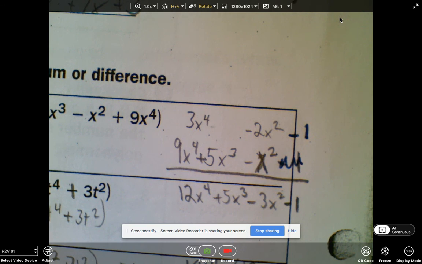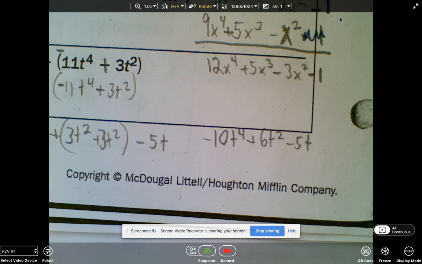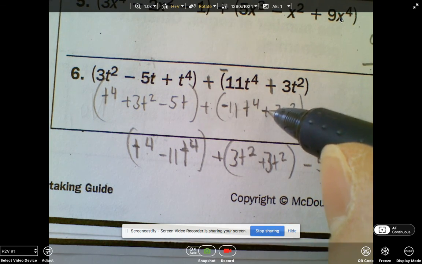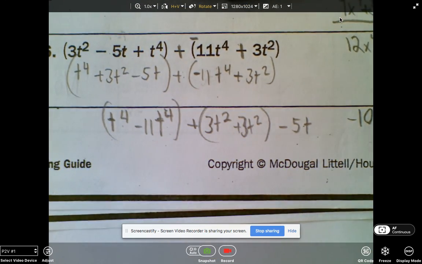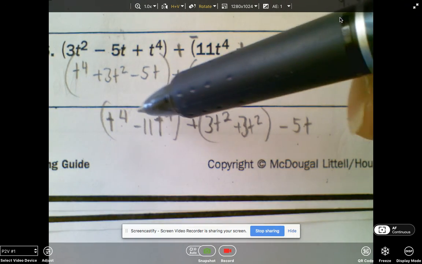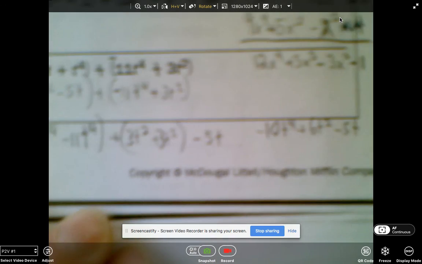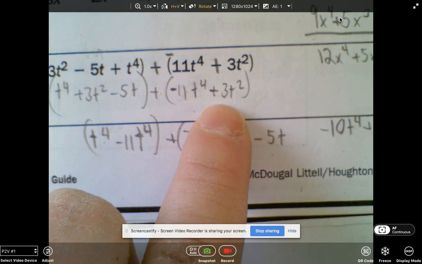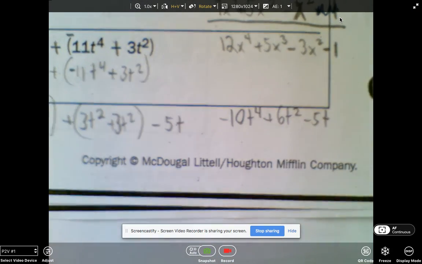For the next one, the subtraction, can someone tell me what you get for number 6? I got negative 10t to the 4th plus 6t squared minus 5t. Again, you can see how I changed it to plus a negative and a positive. And then combining the terms, you can see degree 4, that was t to the 4th minus 11t to the 4th is negative 10t to the 4th. And then the second degree was 3t squared and 3t squared, which is 6t squared. And then you just had this minus 5t in the first degree that you couldn't do anything with.